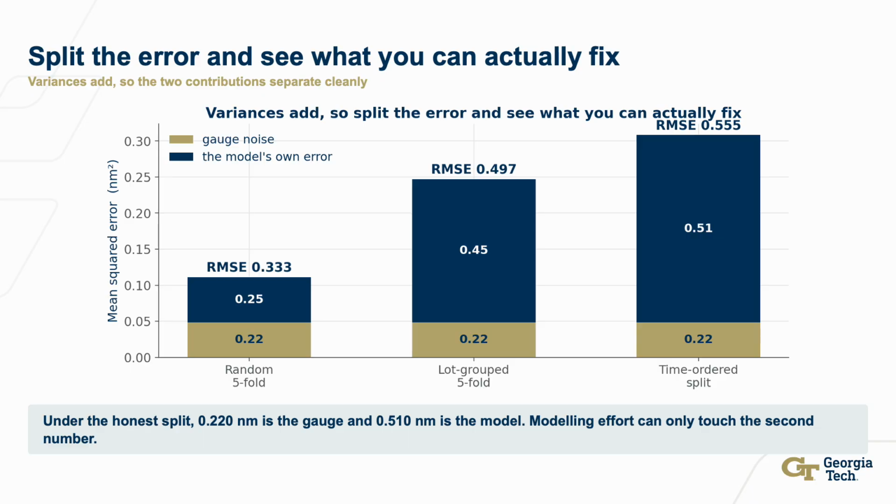Buying a better gauge or averaging several measurements per wafer raises the ceiling for everything downstream. That is an argument you can take to somebody who controls a budget, and it can be an argument that comes out of a variance decomposition rather than out of preference.